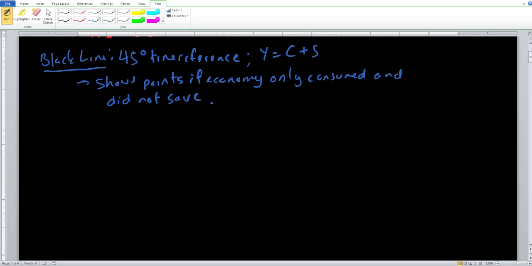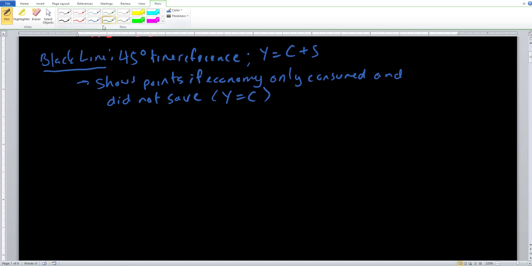So there's basically zero savings within this particular line. It's going to say that Y equals C here. If we have $1,000 of income, $1,000 of consumption. $5,000 of income, $5,000 of consumption. And remember, we have to be intersecting this line in order for us to be in equilibrium. So something to be aware of.